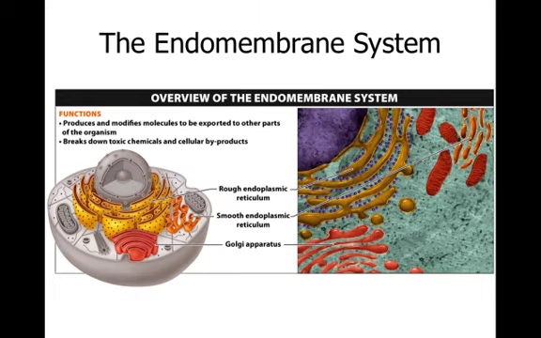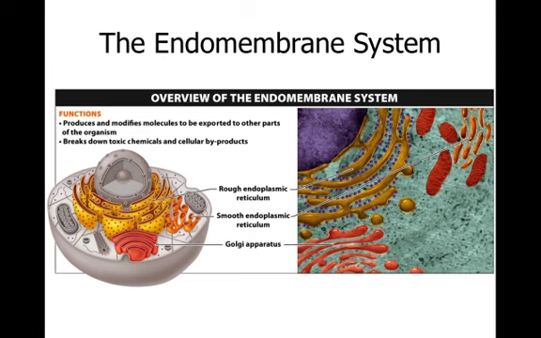Next, we can take a look at our endomembrane system. So here is the overview of our endomembrane system. Our endomembrane system includes the rough endoplasmic reticulum, our Golgi apparatus, and then our smooth endoplasmic reticulum.